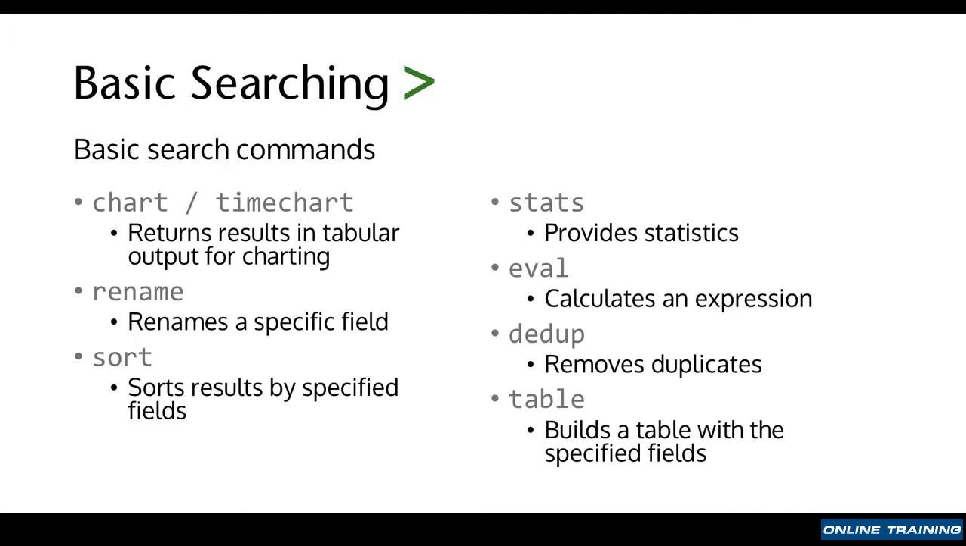Rename is self-explanatory. Sort is self-explanatory. Stats provides statistics, and often you would use stats to build a statistical tabular table. We can use eval to calculate an expression, dedup to remove duplicates, and the ever-popular table command builds a table with the fields that you specify. So if you do table field1 field2 fieldn, for example.